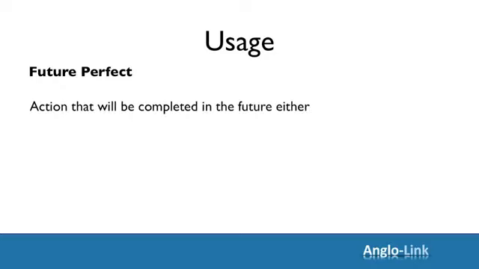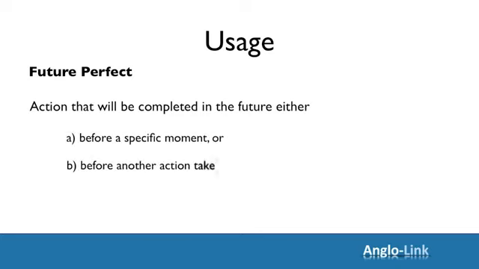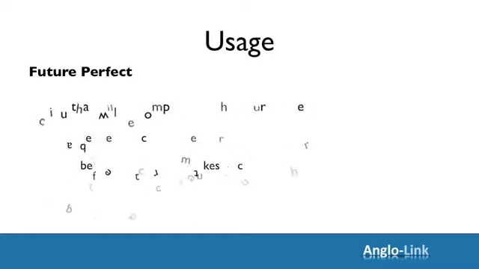Right, let's move on to our next tense, which is future perfect. Future perfect refers to an action that will be completed in the future, either before a specific moment or before another action takes place. As you can see, it's the equivalent of present perfect or past perfect in the future. Let's look at some examples.